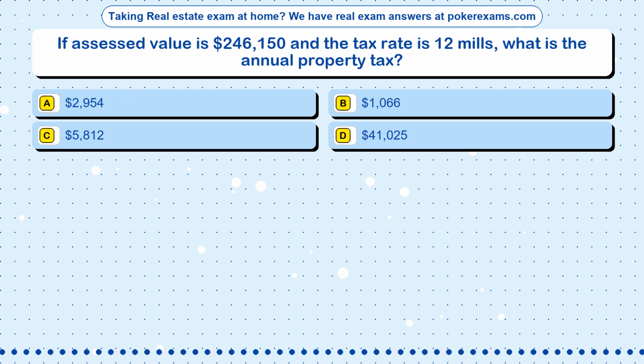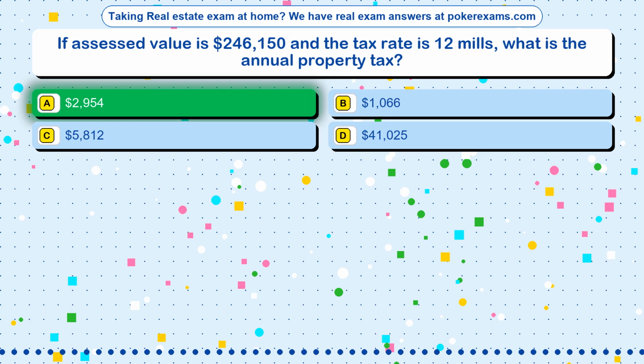Question 61. If assessed value is $246,150 and the tax rate is 12 mils, what is the annual property tax? Option A, $2,954. Option B, $1,066. Option C, $5,812. Option D, $41,025.